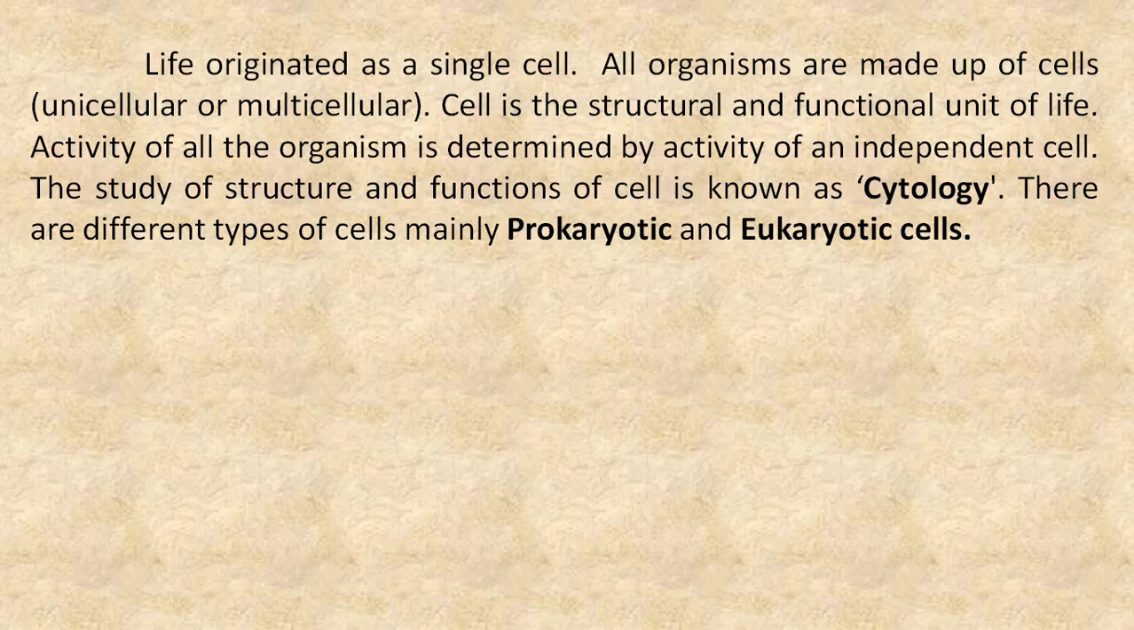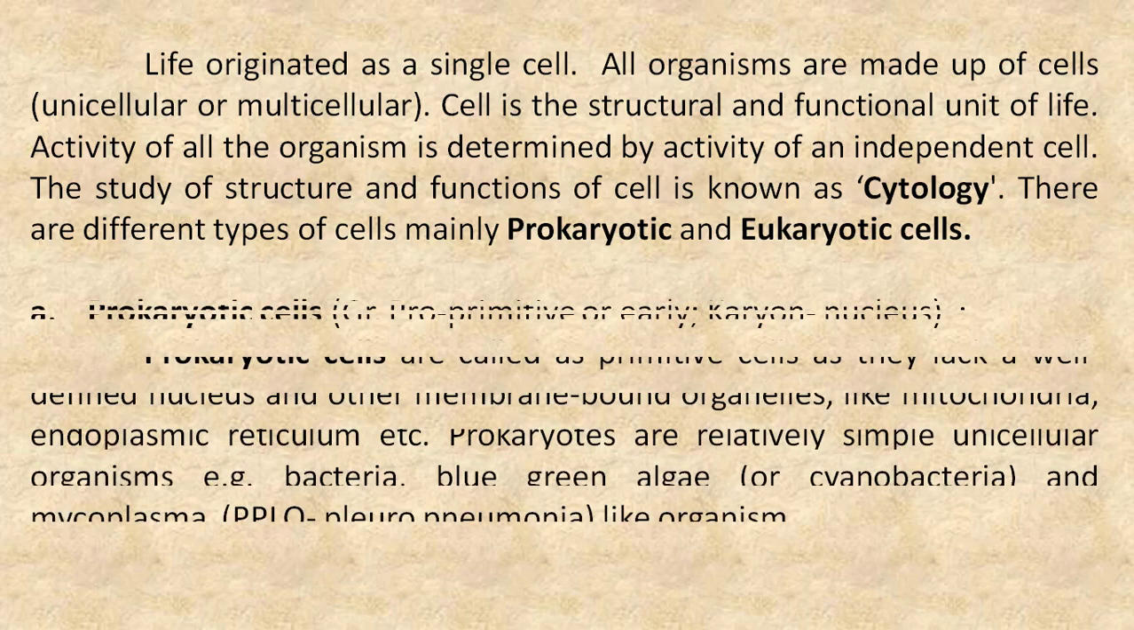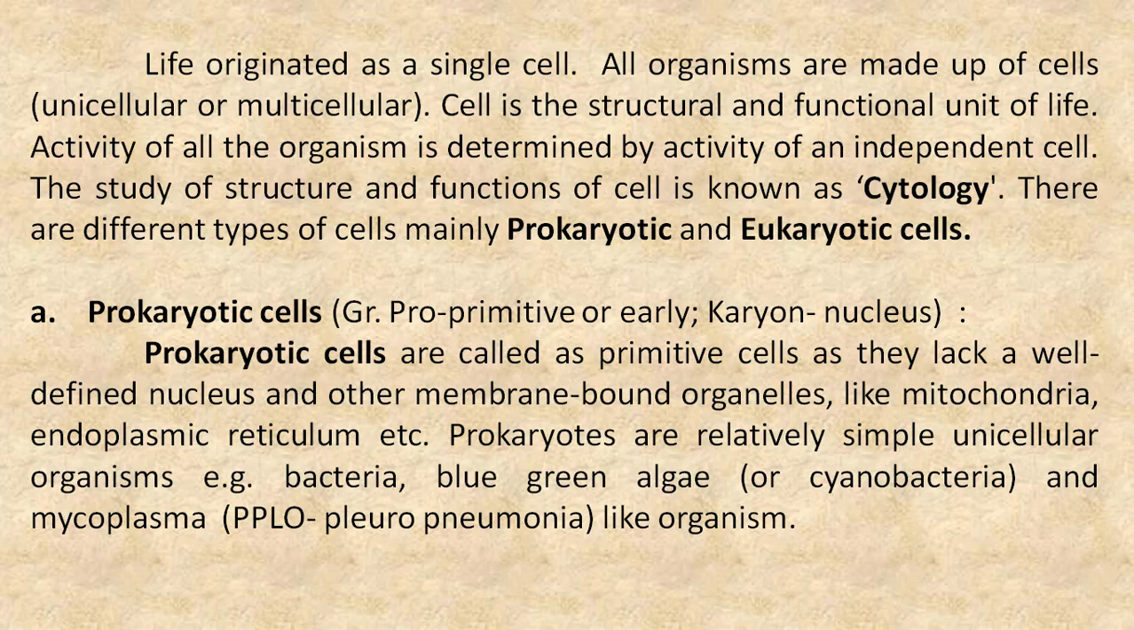The study of structure and functions of cell is known as cytology. There are different types of cells, mainly prokaryotic and eukaryotic cells. Prokaryotic cells. Pro means primitive, karyon means nucleus. Prokaryotic cells are called primitive cells as they lack a well-defined nucleus and other membrane-bound organelles like mitochondria, endoplasmic reticulum, etc.